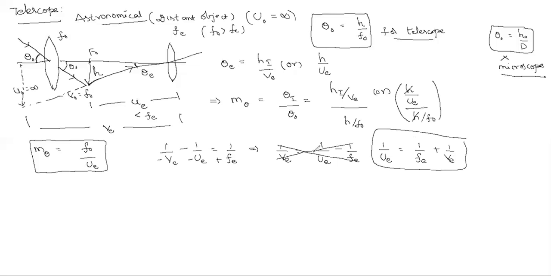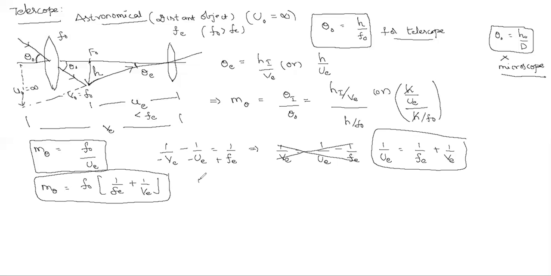So in place of 1 by UE, can I substitute this equation? Yes, sir. Then I'm getting m theta equals FO into 1 by FE plus 1 by VE. Good. This is actually the equation of the magnification.